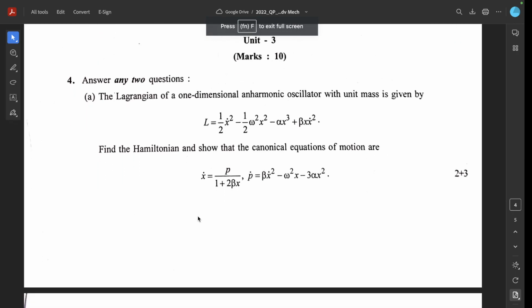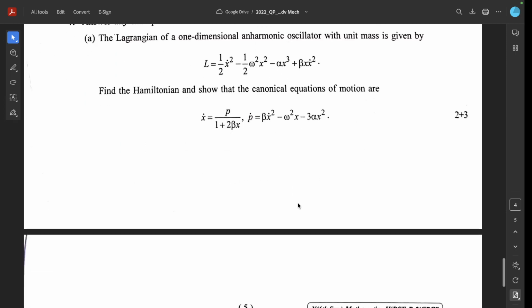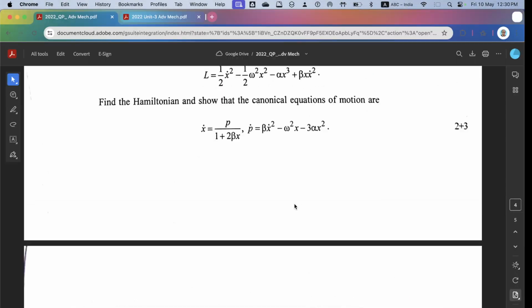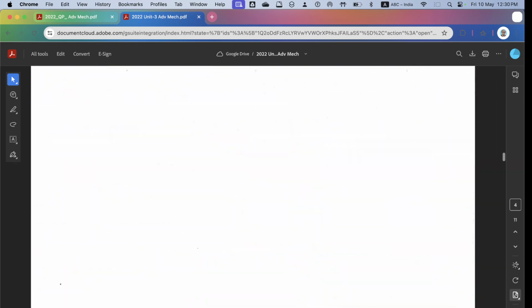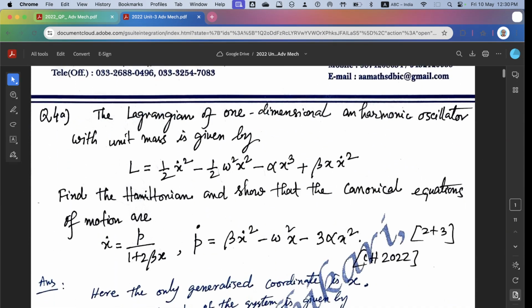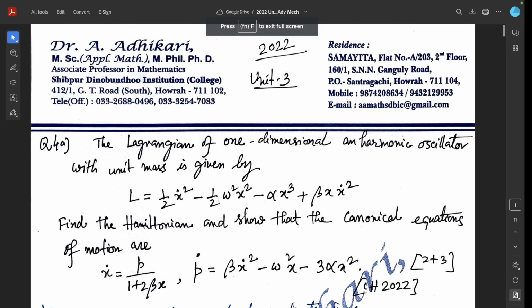Question 4a. The Lagrangian of a one-dimensional anharmonic oscillator with unit mass is given by L equal to half x dot square minus half omega square x square minus alpha x cube plus beta x dot square. Find the Hamiltonian and show that the canonical equations of motion are x dot equal to this, p dot equal to this. This is a solution of 2022, Unit 3.